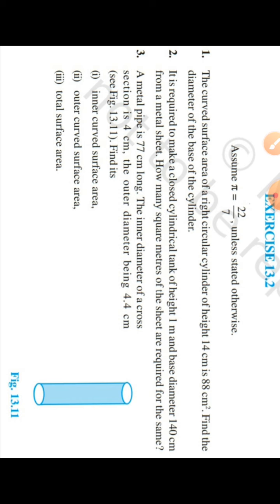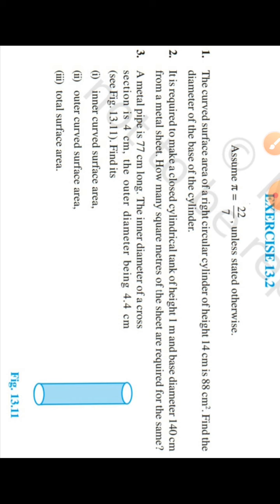From a metal sheet, means this is being prepared from metal sheet. How many square meters of the sheet are required for the same? First of all, concentrate on one word: closed cylindrical tank. So the word closed is important here. We are going to prepare a closed cylinder, not an open cylinder. So we have to find first of all TSA.